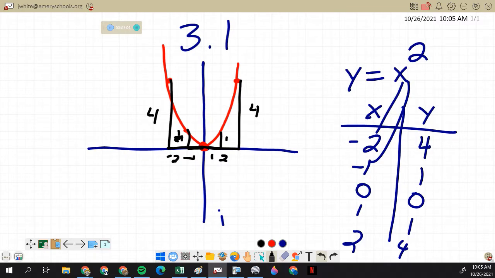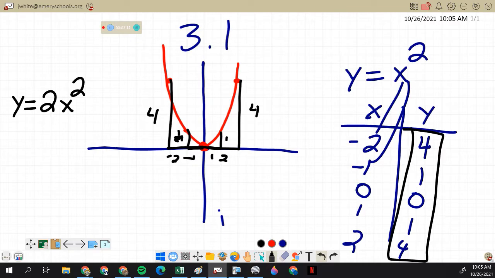Okay? Well, what if I wanted to graph y equals 2x squared? Well, all that's going to do is double these. So now instead of over 1, up 1, it will be over 1, up 2. So over 1, up 2. Over 1, up 2. And instead of over 2, up 4, it will be over 2, up 8.